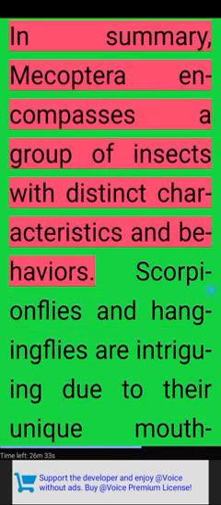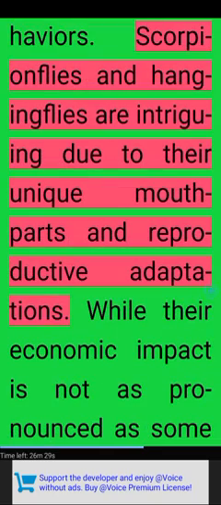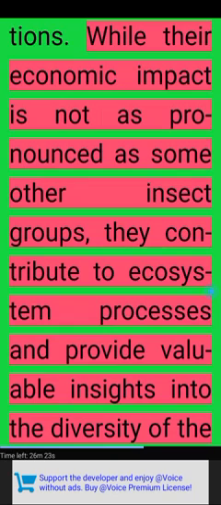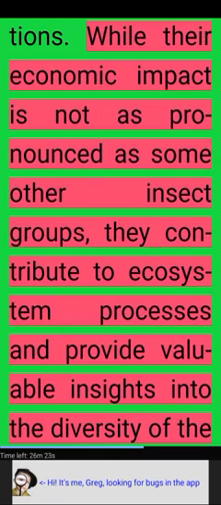In summary, Mecoptera encompasses a group of insects with distinct characteristics and behaviors. Scorpionflies and hanging flies are intriguing due to their unique mouthparts and reproductive adaptations. While their economic impact is not as pronounced as some other insect groups, they contribute to ecosystem processes and provide valuable insights into the diversity of the insect world.